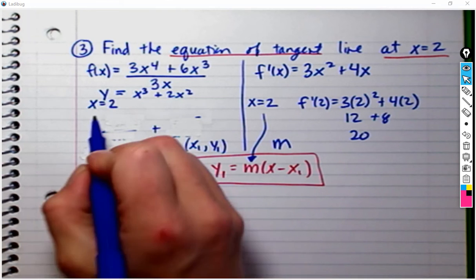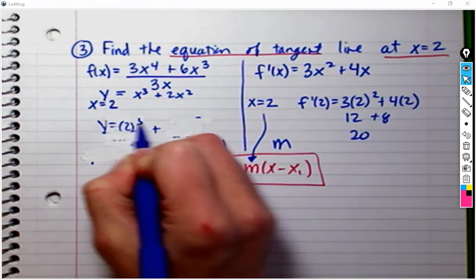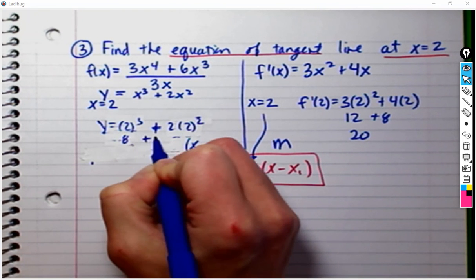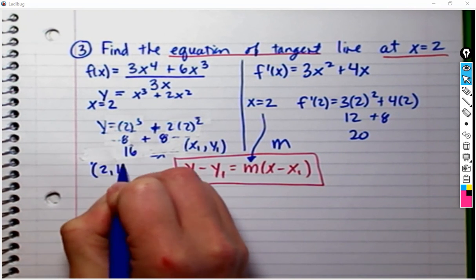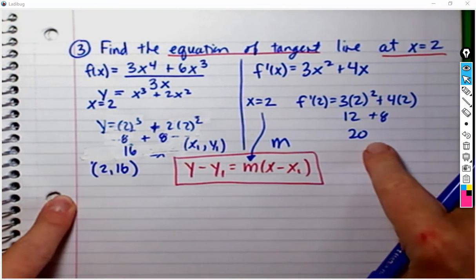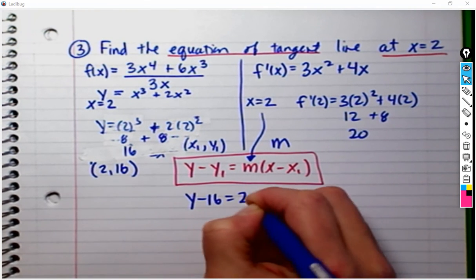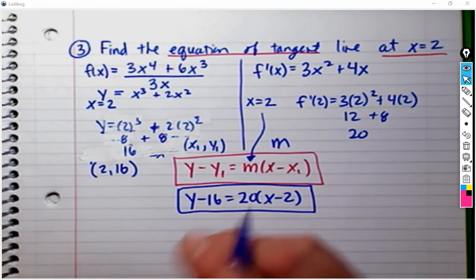Okay? So x equals 2. Y equals 2 cubed plus 2 squared. 8 plus 8. Oh, 16. Okay, so we get the point 2 comma 16. Point and slope. Y minus 16 equals slope times x minus 2. All right.